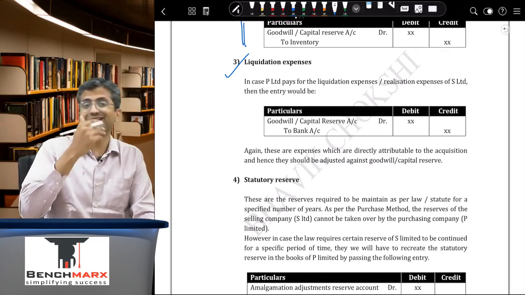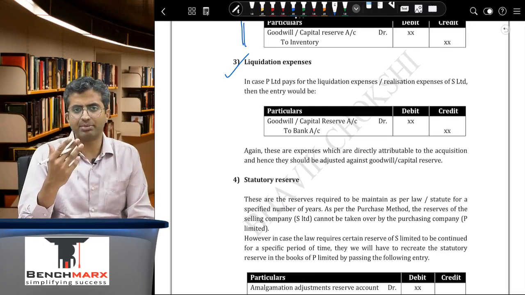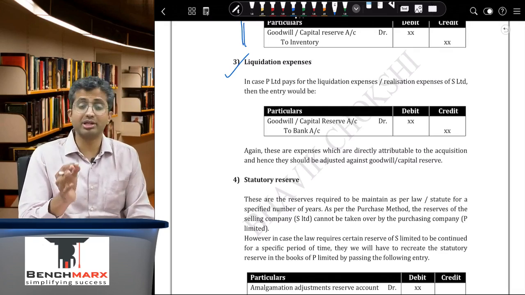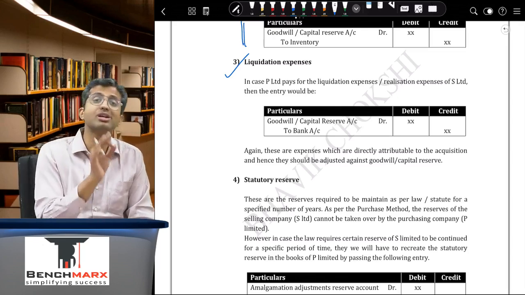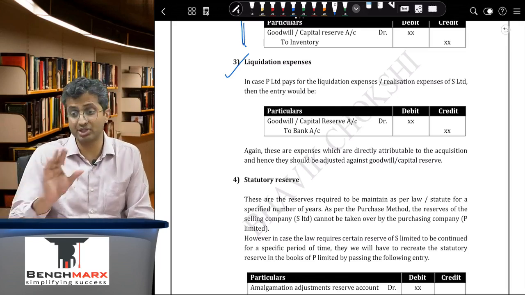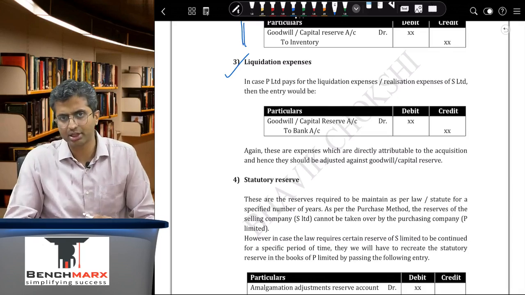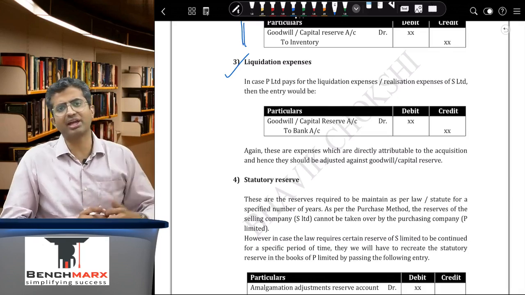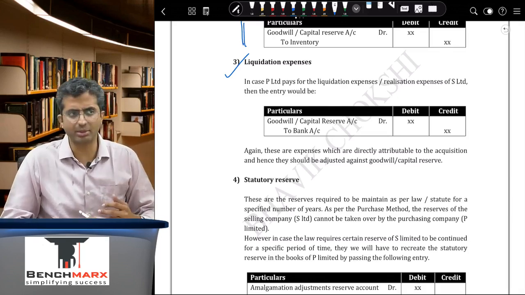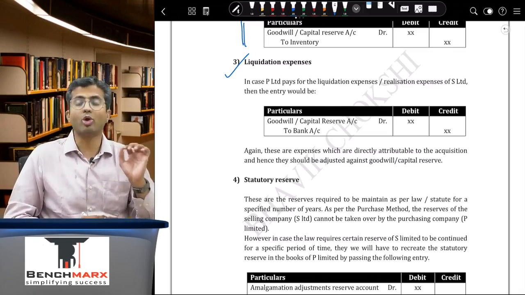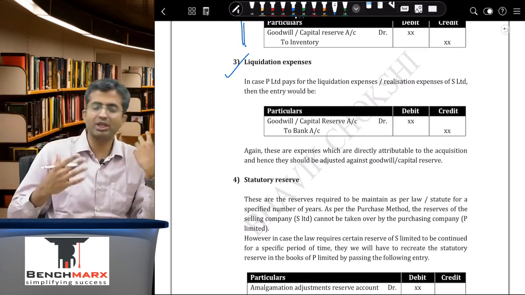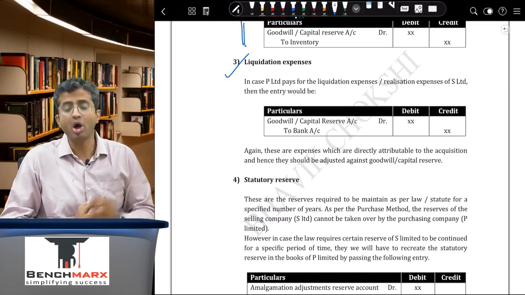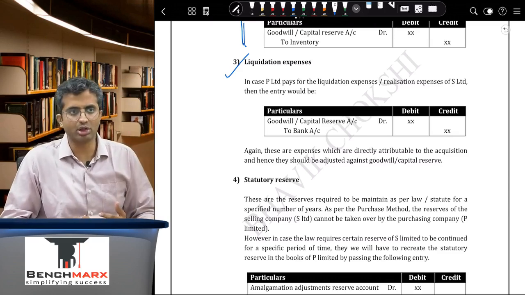The purchasing company has taken over the business of the selling company, and hence the law requires that that export profit reserve should now be maintained in the books of the purchasing company for the remaining 3 years. The challenge is you cannot take over the asset, you cannot take over the reserves of the selling company. Then how will you maintain it? Well, the law is supreme. In order to comply with the law, you will have to create a statutory reserve.